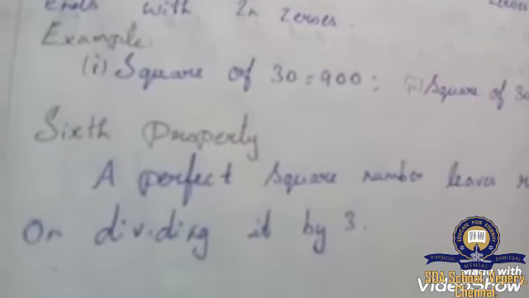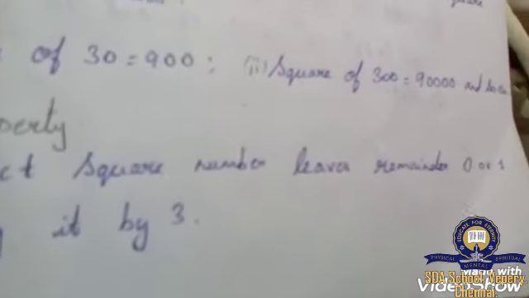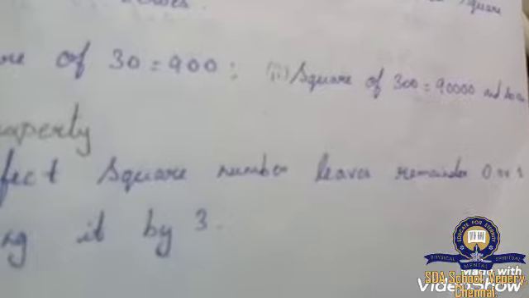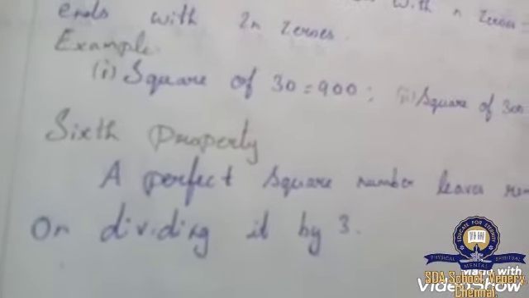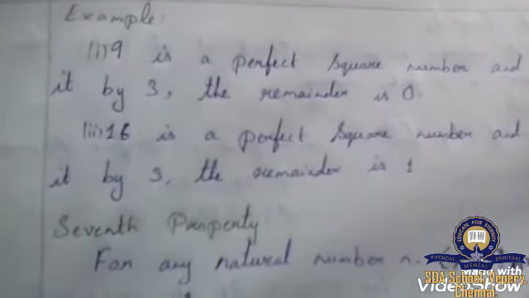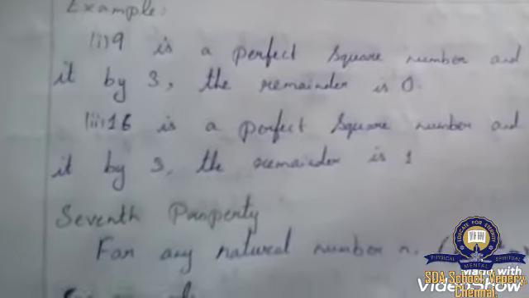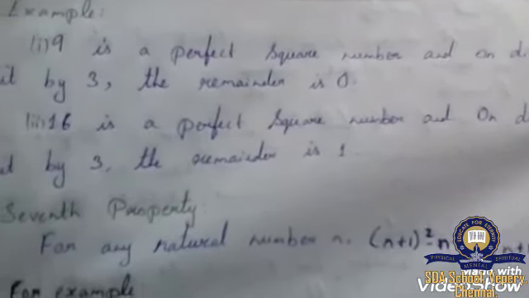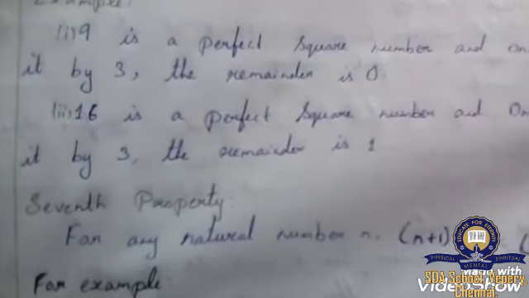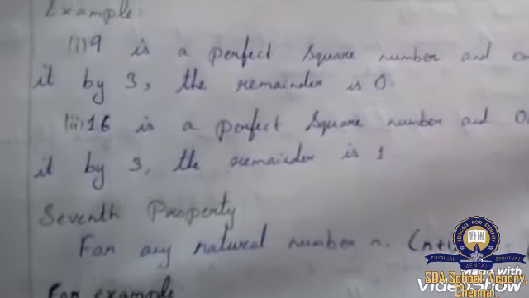Now we're going to see the sixth property. A perfect square number leaves the remainder 0 or 1 on dividing it by 3. Let's see an example. 9 is a perfect square number, and when divided by 3, the remainder is 0. In the same way, let's take 16, which is a perfect square of 4 square.